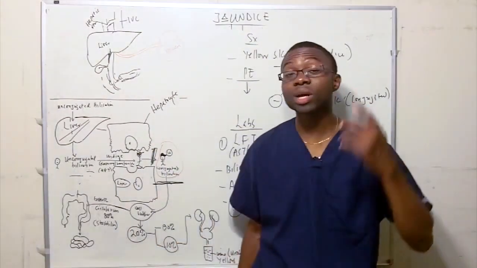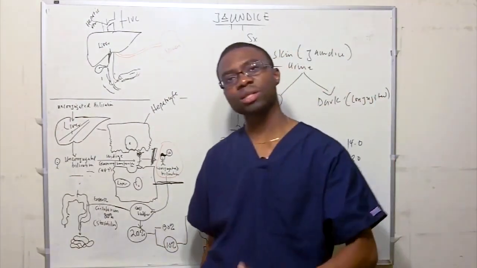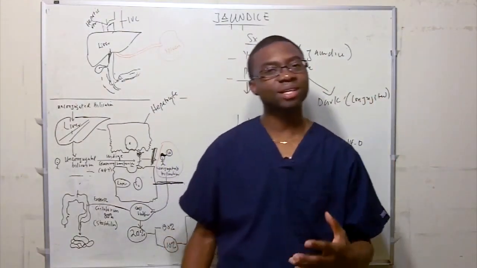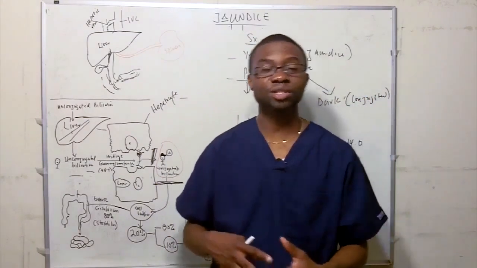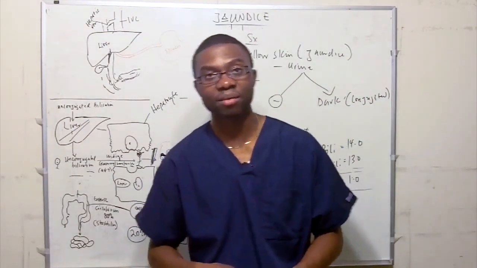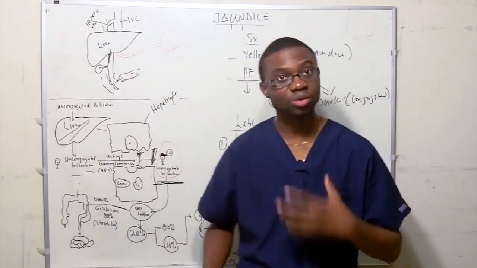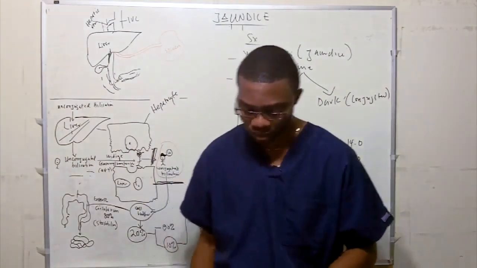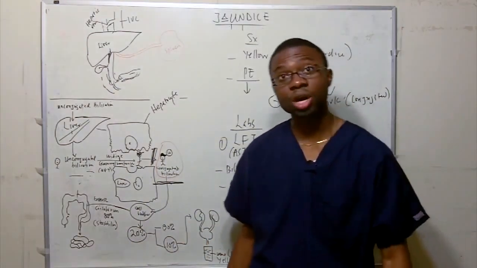If it's even alpha-1 antitrypsin, I know these are all the things we haven't really talked about, but these are the different things that can cause it. Alpha-1 antitrypsin is a deficiency in that enzyme, and it can cause liver damage. It also causes you to get emphysema. Okay? All right? If drugs, what do we do?